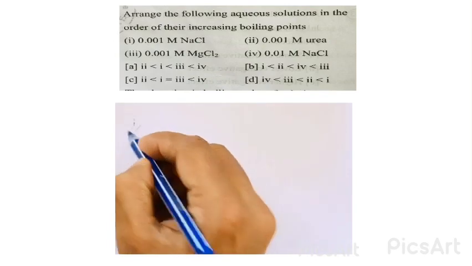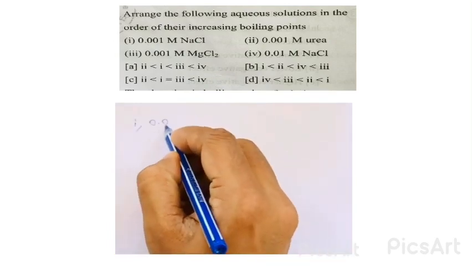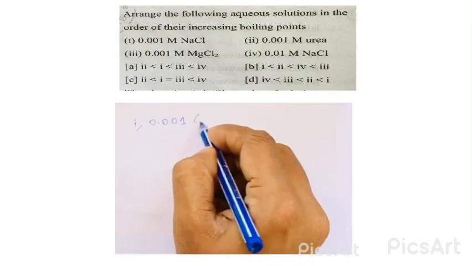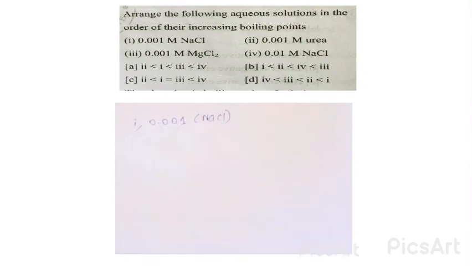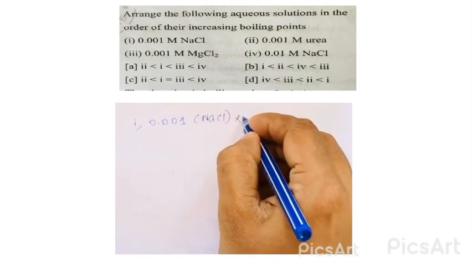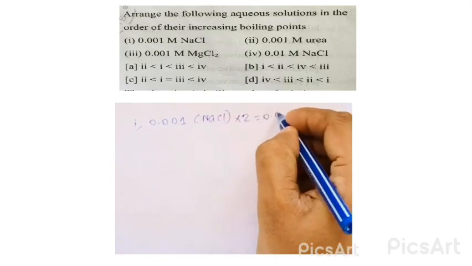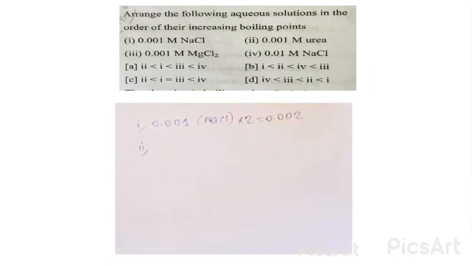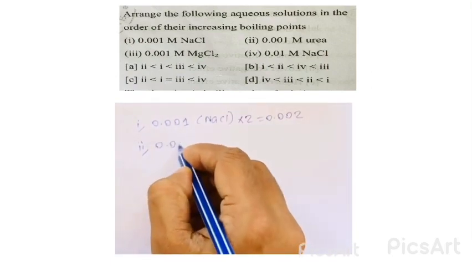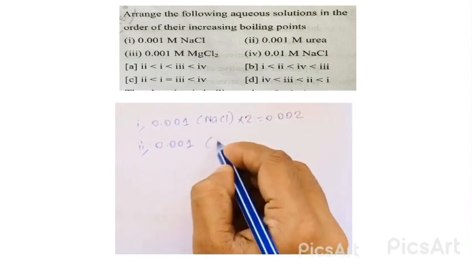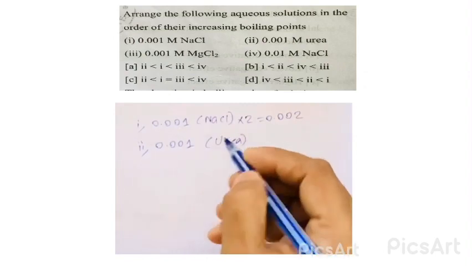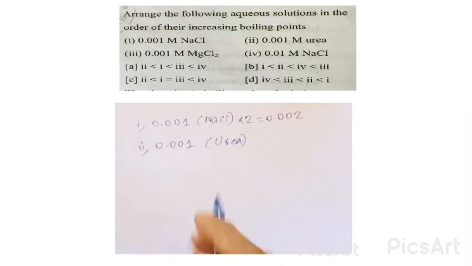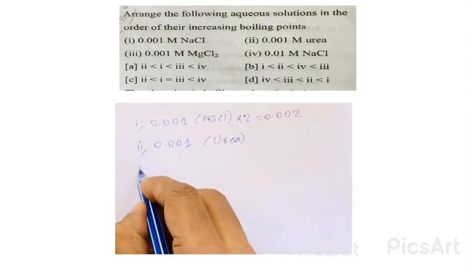In this question, we have given four solutions. Number 1, 0.001 molar NaCl, but it will dissociate to two ions, so into 2, 0.002. In second option, we have 0.001 molar urea. Urea is a non-ionic compound, so there is no dissociation.